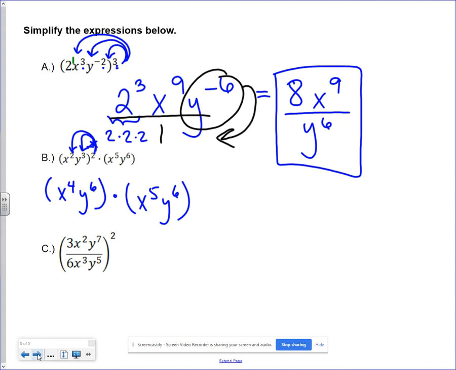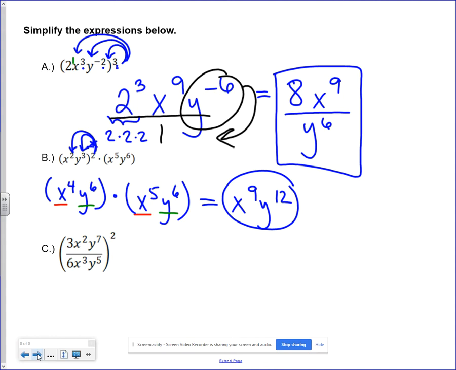Now we're going to use the rule that we learned yesterday. When you multiply powers of the same base, you add the exponents. So we can take x to the 4th times x to the 5th, which gives us x to the 9th, because 5 plus 4 is 9. And then I can take y to the 6th times y to the 6th, which gives me y to the 12th. So there's my simplified answer: x to the 9th, y to the 12th.